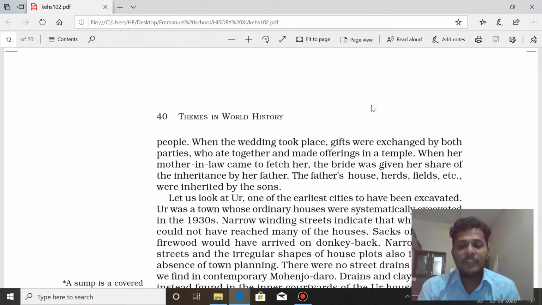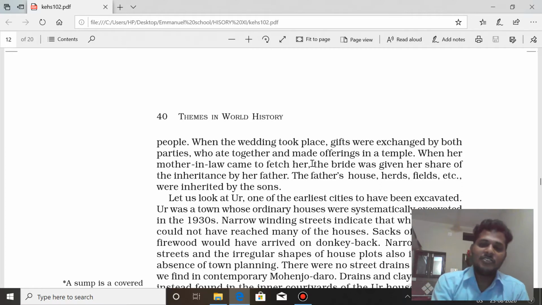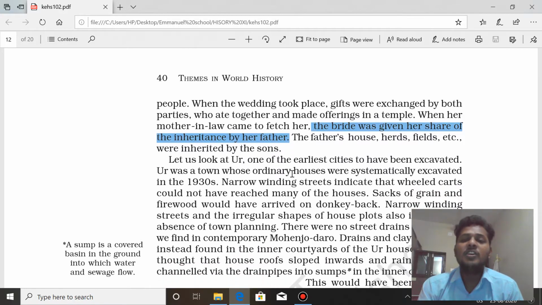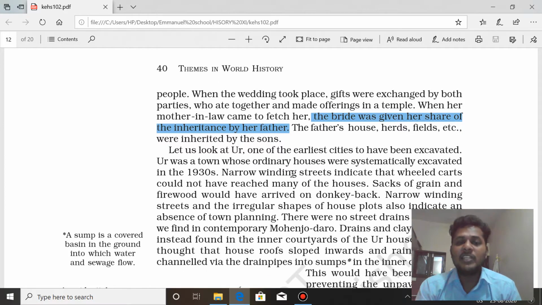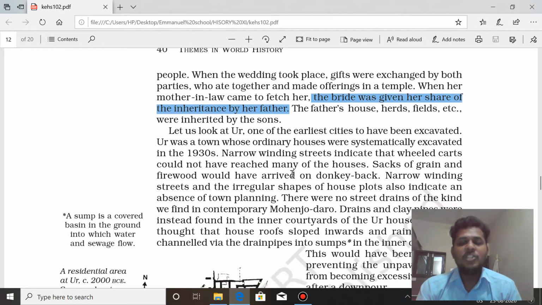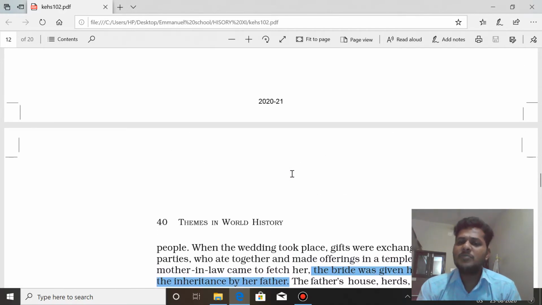When her mother-in-law came to fetch her after the marriage, when the farewell takes place, the bride was given her share of inheritance by her father. This is called Stridhan. Even today in India, we believe in this. So all these things were prevalent in Mesopotamia also. Very important: the father's house, herds, and fields were inherited by the sons. But some gifts, like Kanyadan and Stridhan, we will study in class 12th. All these things are given to the girl on the day when the mother-in-law comes to take the bride with her. So this is all about Mesopotamian society's family life.